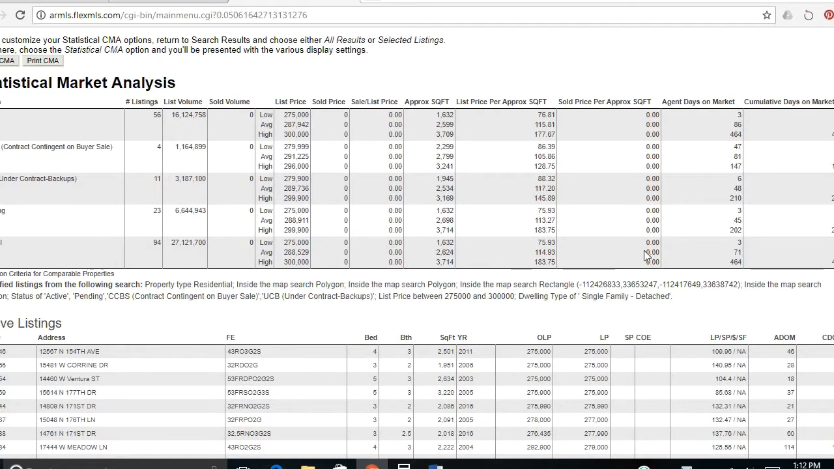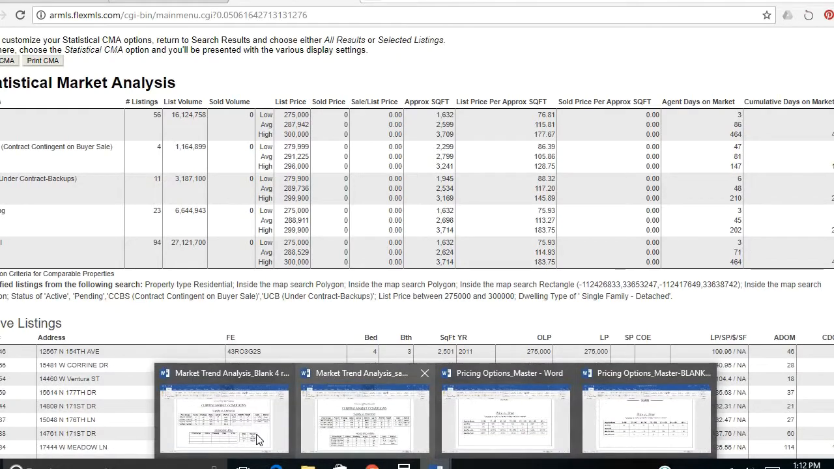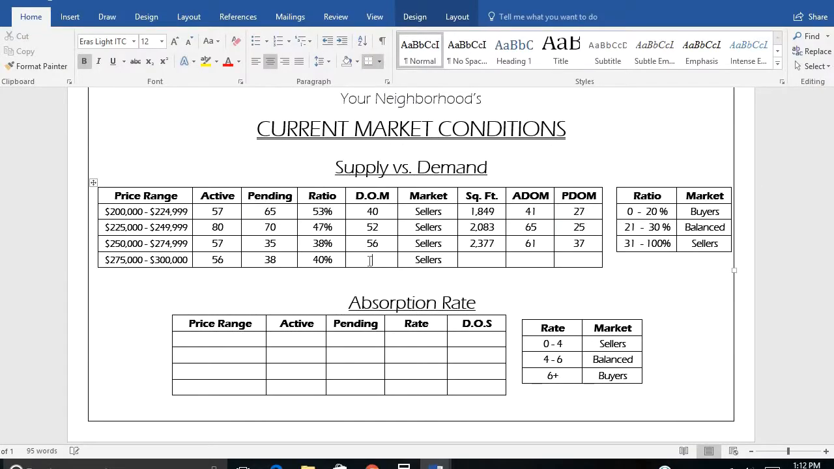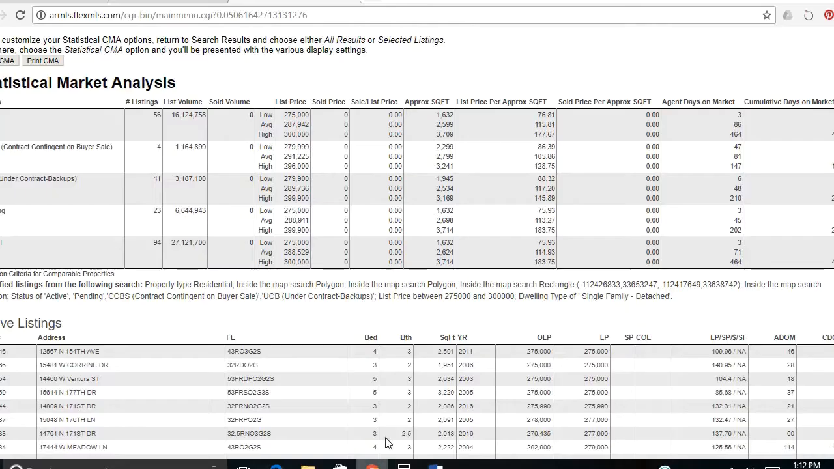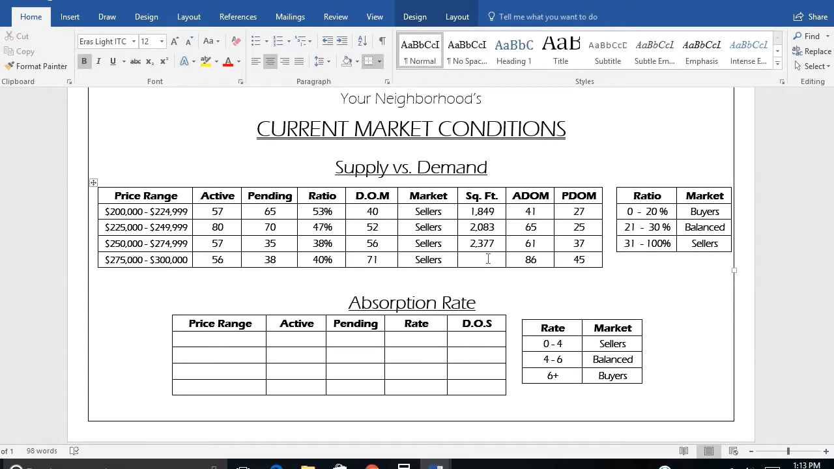And average days on market, 71. 86 for active, 45 for pending. So 71, 86, 45. 71, 86, was it 45? Okay, and then we just need square footage, 2624. All right, so we've got the top part done.